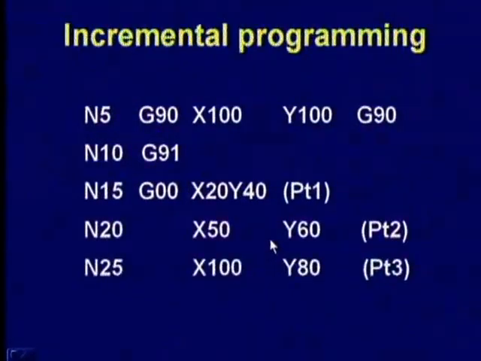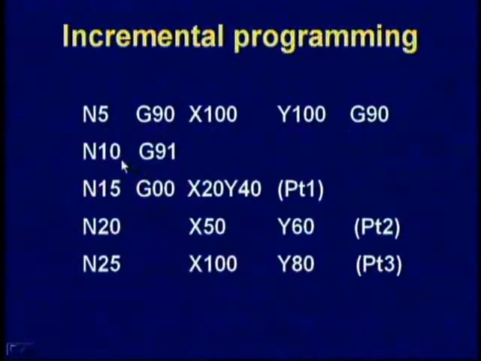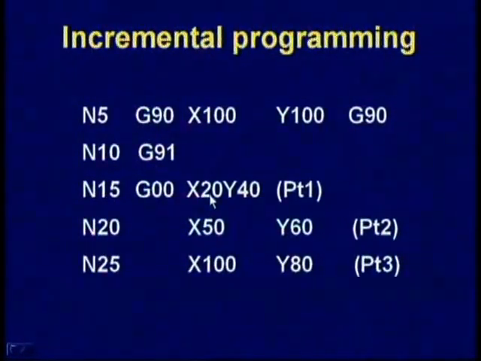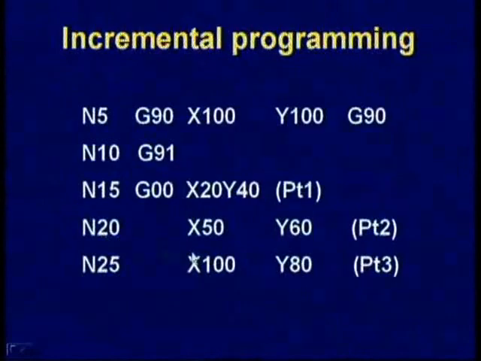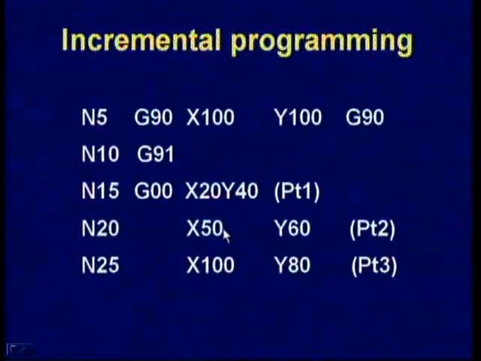Next, how you are going to specify in incremental programming. N5 G90, X100, Y100, G90, N10 G91, N15 G91 means incremental programming, N15 G00, X20, Y40, block number 20 X50, Y60, that means the displacement in the direction of x is 50 units and y is 60 units, not with respect to the datum, but with respect to the previous point, that is x20, y40.